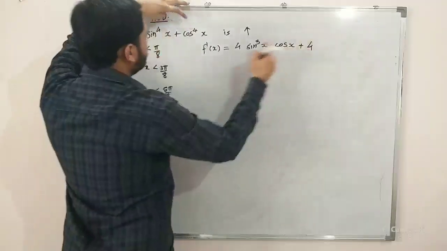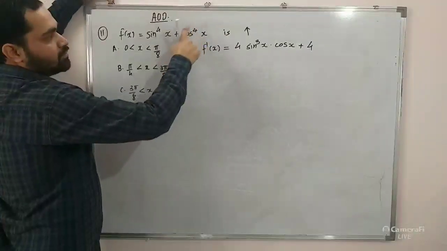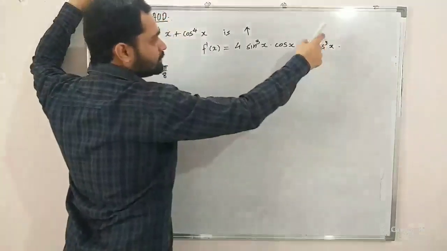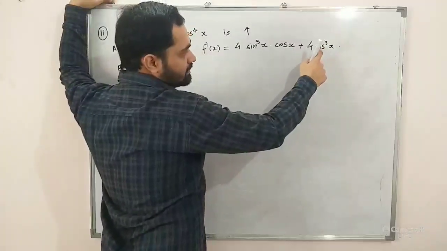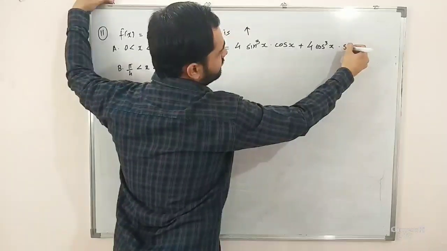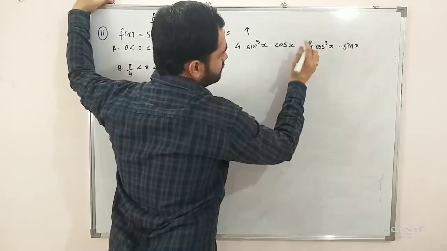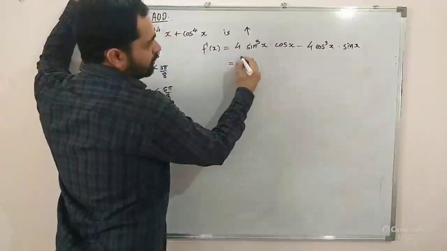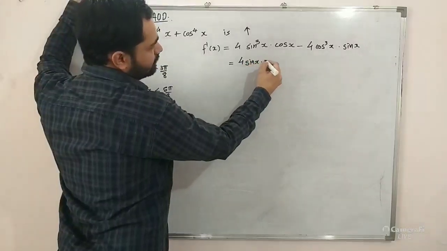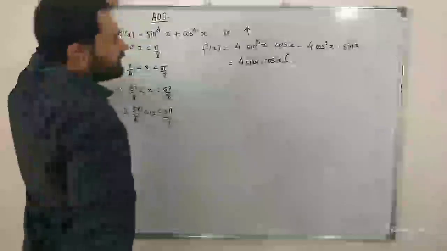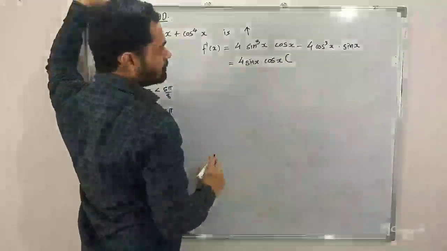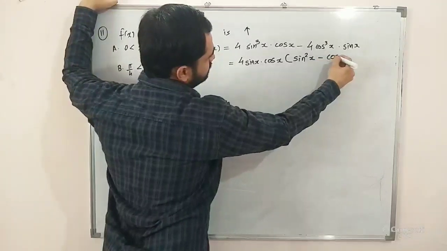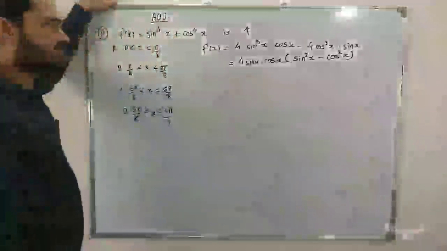4 power at front, cos raised to 4 x is here, so 4 power at front reducing 1 power, it means cos cube x into, we have to apply the chain rule. By the chain rule, the derivative of cos x is minus sin x, it means this sign becomes minus. Now taking common, 4 sin x into cos x is common, so the remaining terms are sin square x minus cos square x.